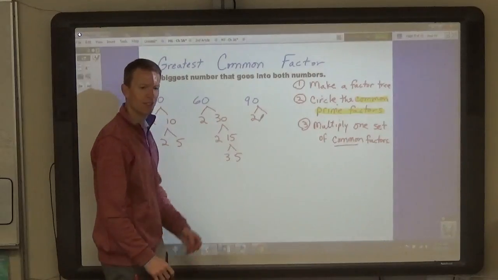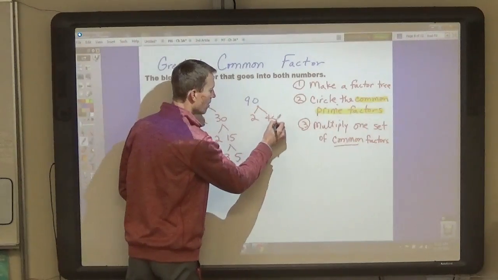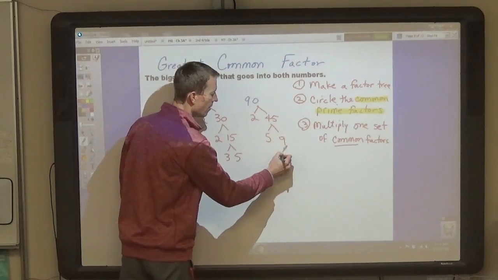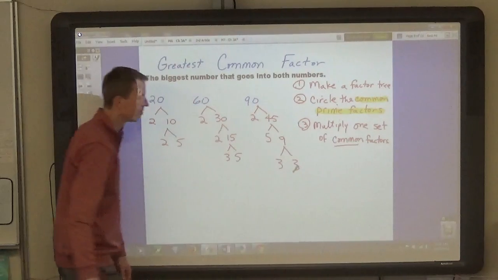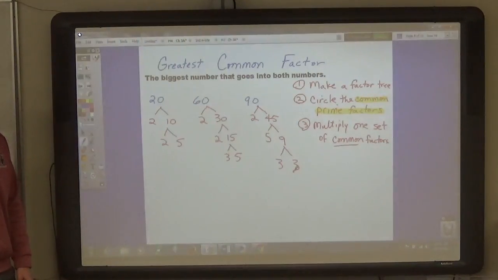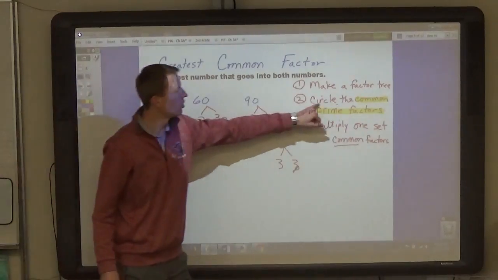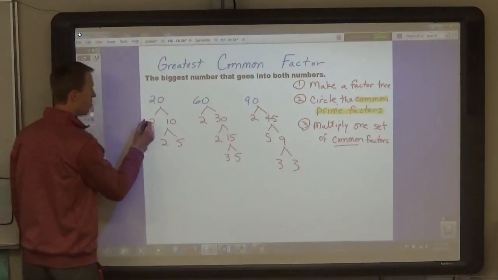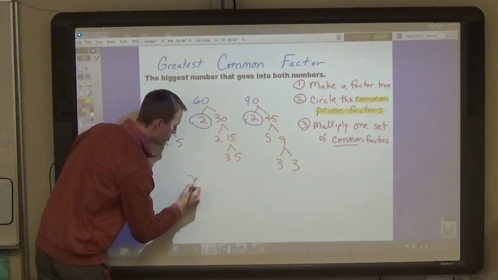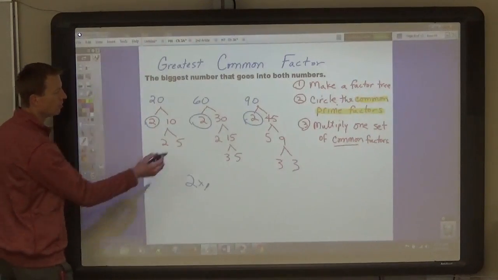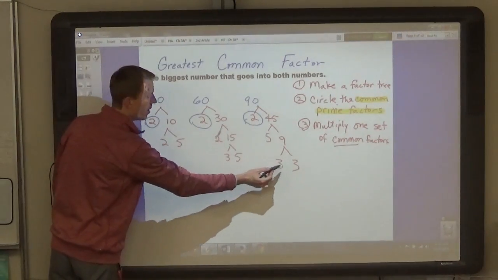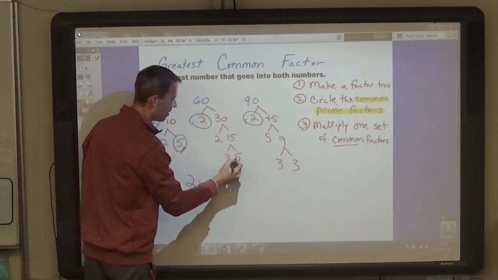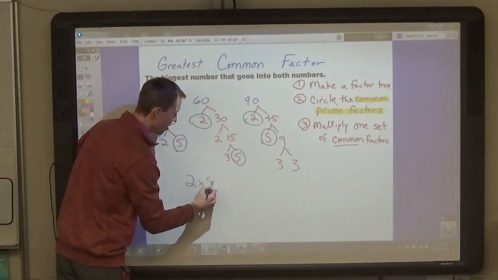2 times 45. How do you make 45? 5 times 9. 3 times 3. They're all prime numbers. Okay, now circle the common prime numbers. Is there a 2 in every one? Yes, we have to use the 2. 2 times something. Is there another 2 in each one? No. Is there a 5 in each one? Yes.